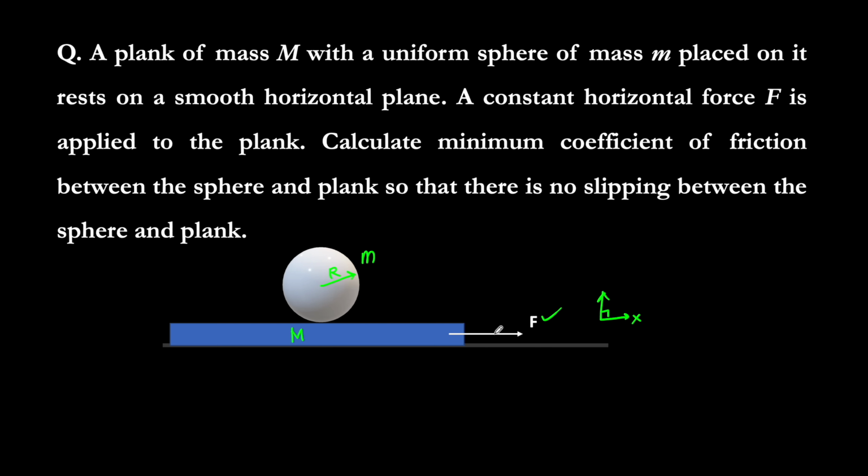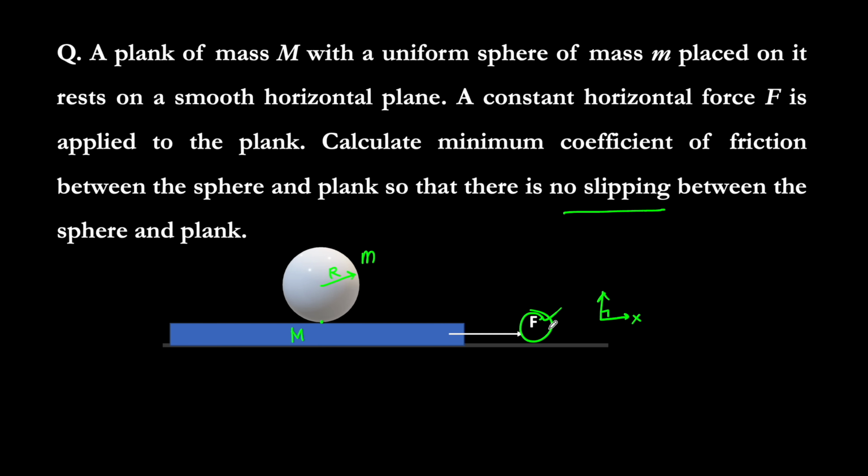We need to figure out the minimum coefficient of friction between the sphere and plank so that there is no slipping between the sphere and plank. There is no slipping between the sphere and plank. It means that it is a case of perfect rolling of the sphere, which means the point of contact has the same velocity as that of the surface, or the acceleration of the point of contact is the same as that of the surface.